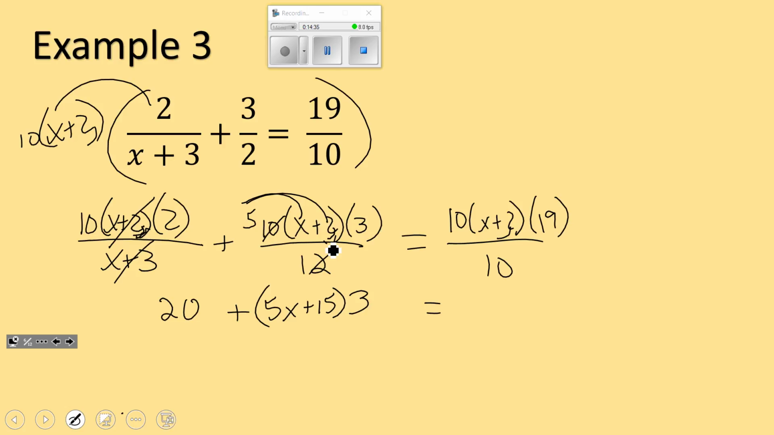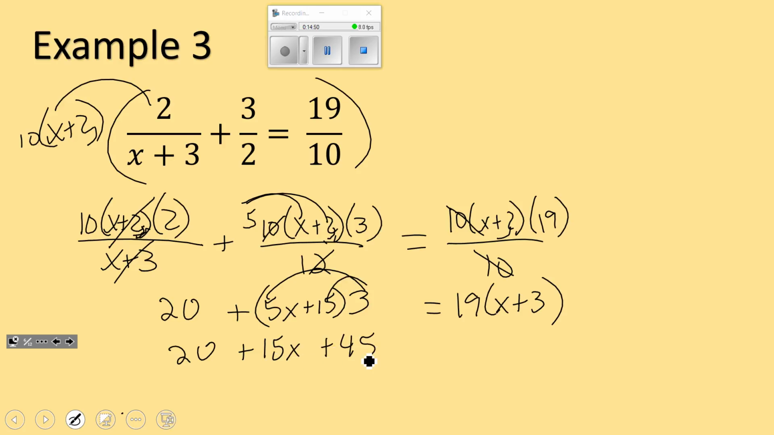Okay, so here the 10s cancel, and you end up with 19 times x plus 3. So far, so good. So then I'm going to go ahead, and this will be plus 15 plus 45, 19x plus 57. Yes? Okay. Then I'm going to combine like terms, and that's going to make 15x plus 65 equals 19x plus 57.